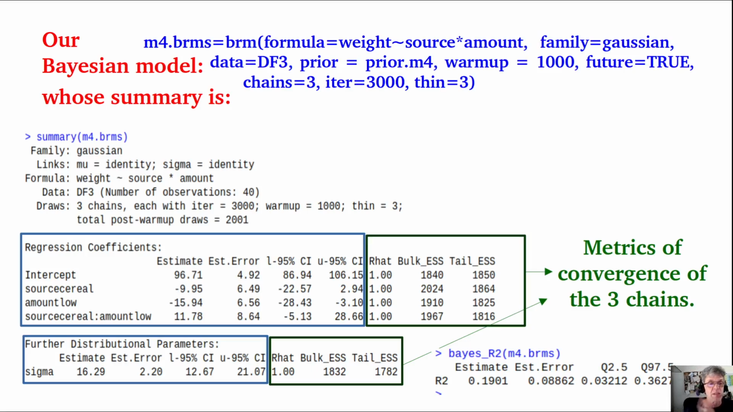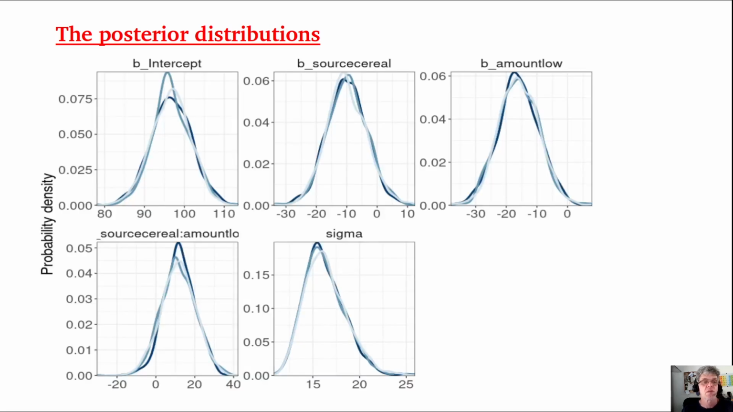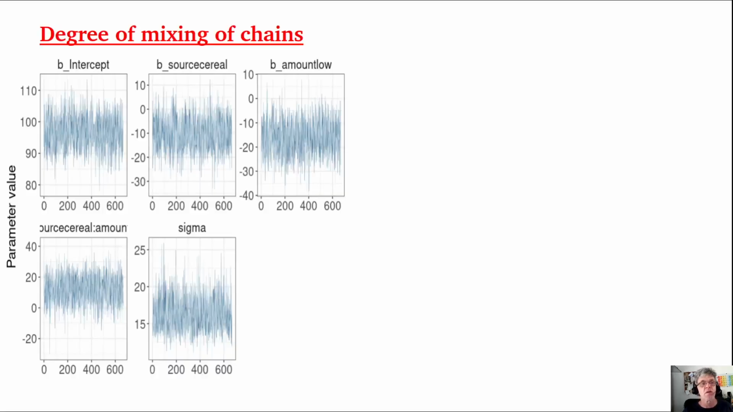The interpretation of the model parameters is the same as the one explained for the frequentist fitting of this model. So the chains appear to have converged. Let's look at their posterior distributions, and indeed the three chains seem to converge to a common marginal posterior distribution for each parameter. All the chains have a very good degree of mixing.